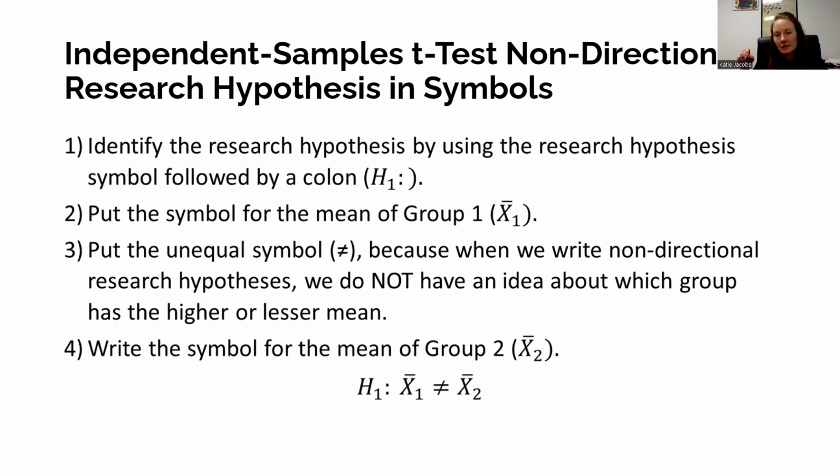Then we'll put X bar sub 1, which represents the mean of group 1. Then we'll put the not equal to symbol, because when we write non-directional research hypotheses, we don't have an idea of which group we think will be bigger or which group will be lesser. And then after that, we'll write the symbol for the mean of group 2, which is X bar sub 2. And then you can see at the bottom of the slide that H sub 1 colon X bar sub 1 does not equal X bar sub 2 is how we would write a research hypothesis in symbols for an independent samples t-test.